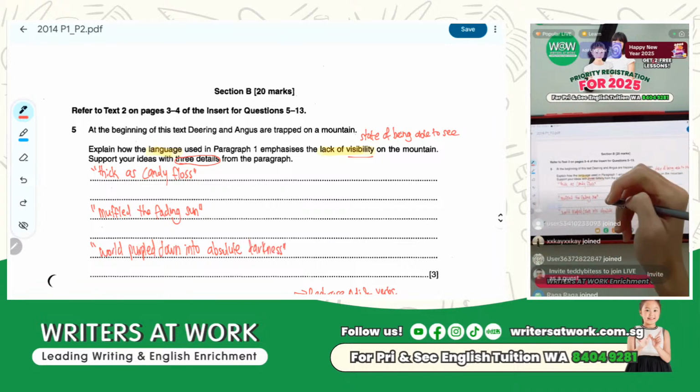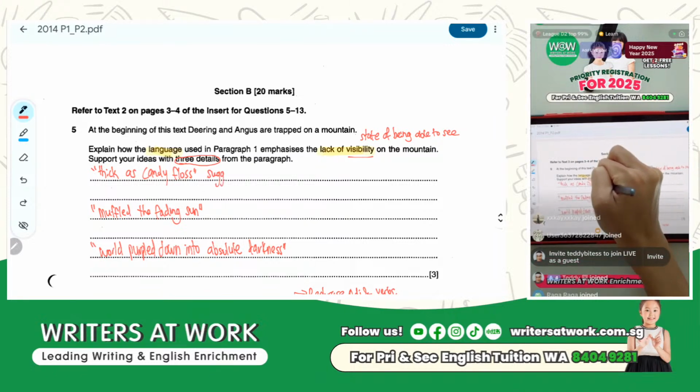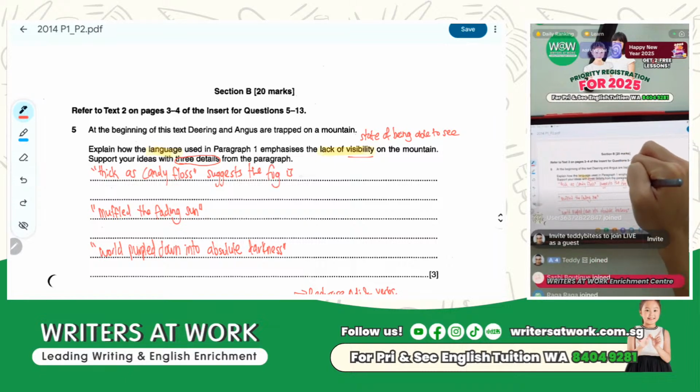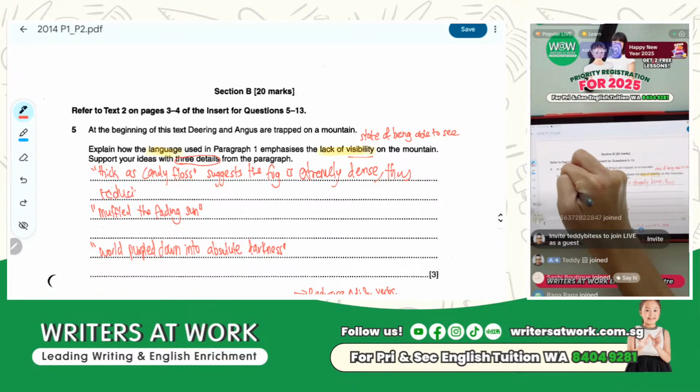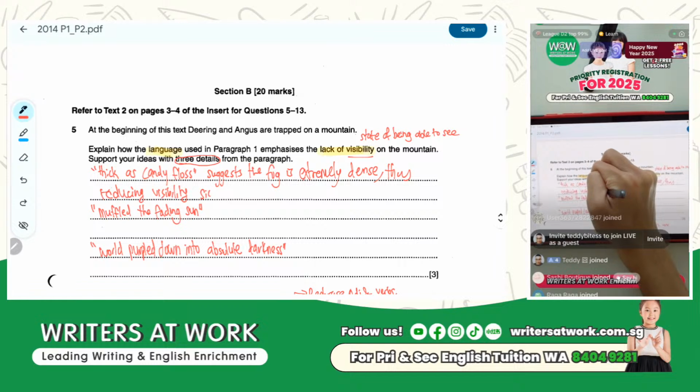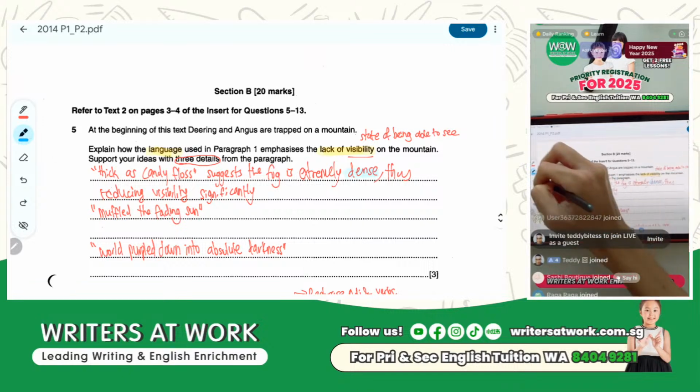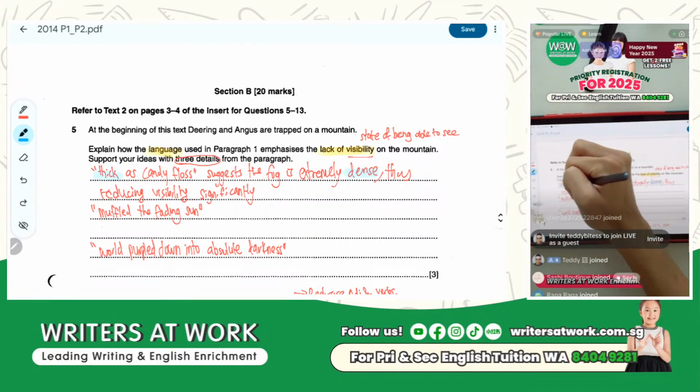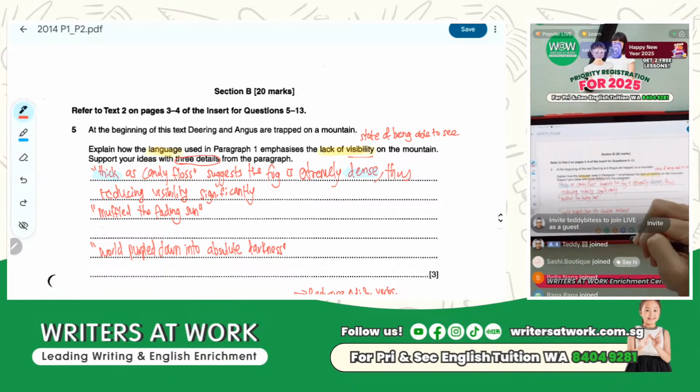Okay, so the first one, thick as candy floss, it suggests the fog is extremely dense, thus reducing visibility significantly. So the main thing you need to talk about is dense, because this is to describe the word thick.